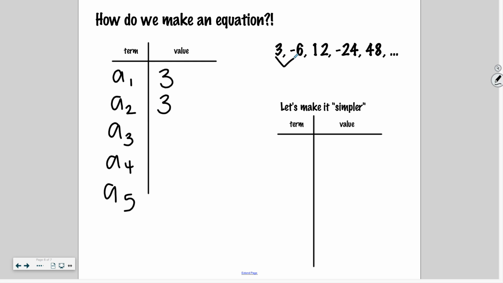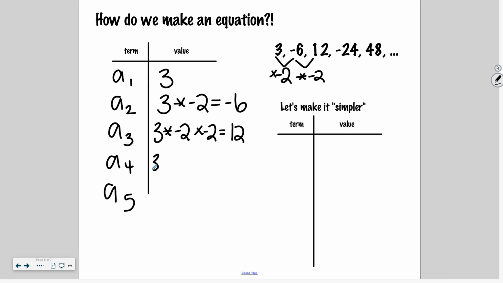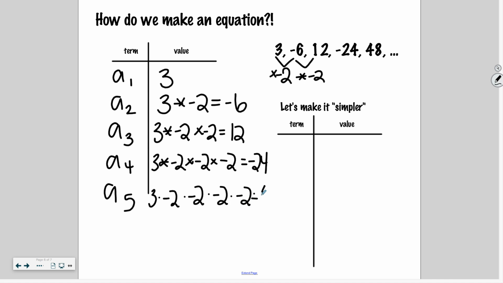How do I get from 3 to negative 6? It's got to be multiplied by a negative, and it's 2. Negative 2. So 3 times negative 2 gets us negative 6. For A3, we'll have 3 times negative 2 and times negative 2 again to get us positive 12. 3 times negative 2 times negative 2 times negative 2 to get us negative 24. And 3 times negative 2, 2, 3, 4 equals positive 48.